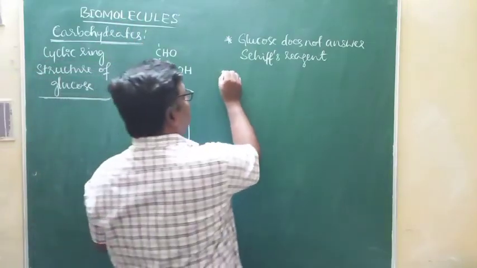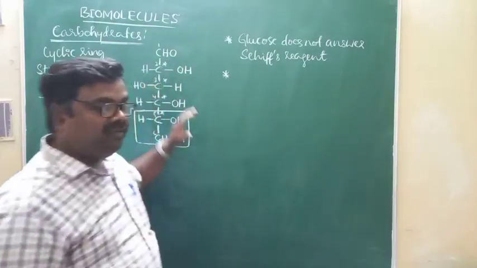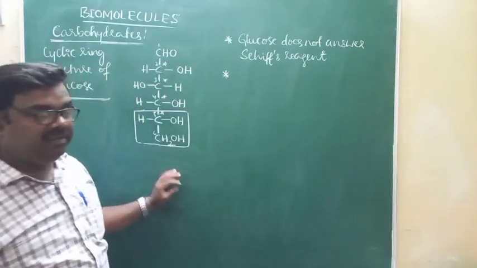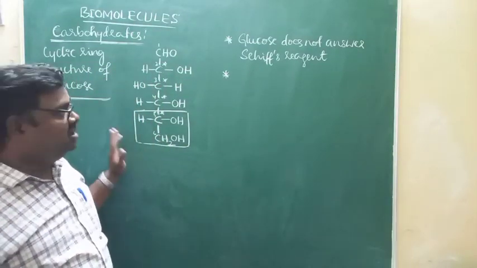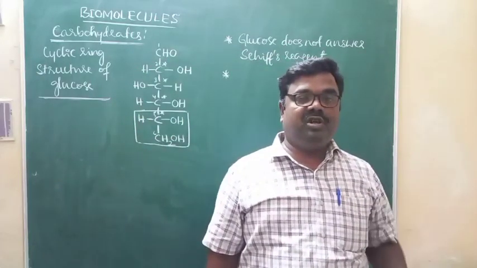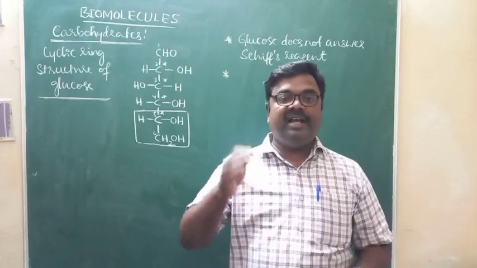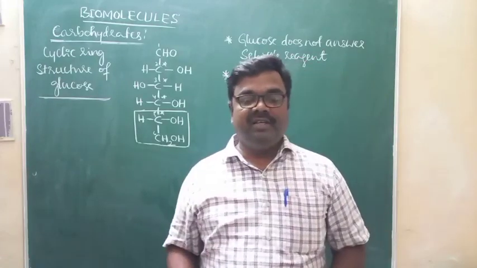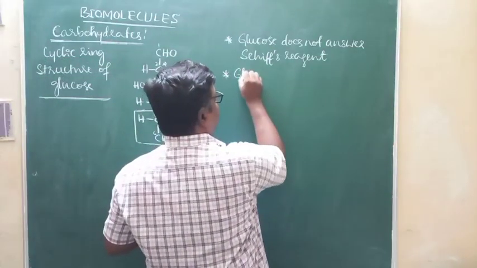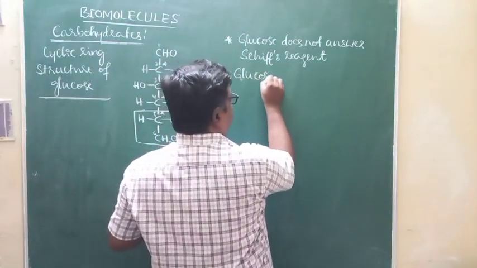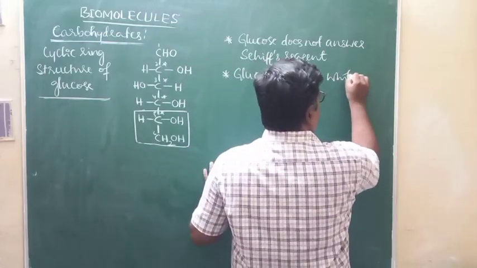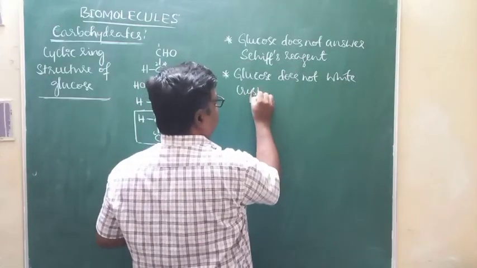And the second reaction that we cannot explain on the basis of the open chain structure is, even though an aldehyde group is present in glucose, glucose does not form a white crystalline precipitate with a saturated solution of sodium bisulfite. But aldehydes form a white crystalline precipitate with a saturated solution of sodium bisulfite. That is, glucose does not form a white crystalline precipitate.